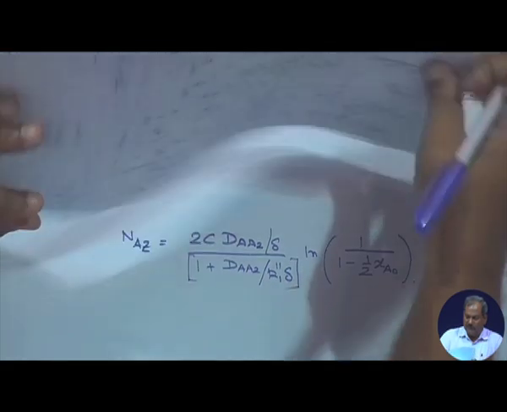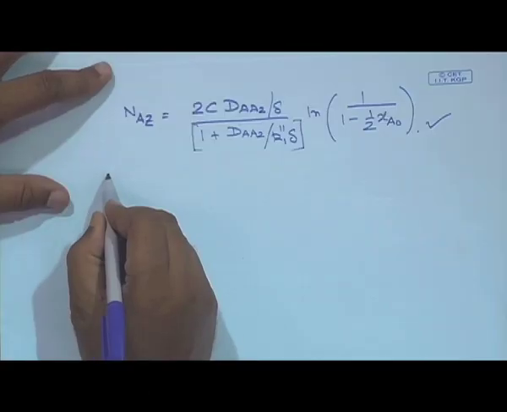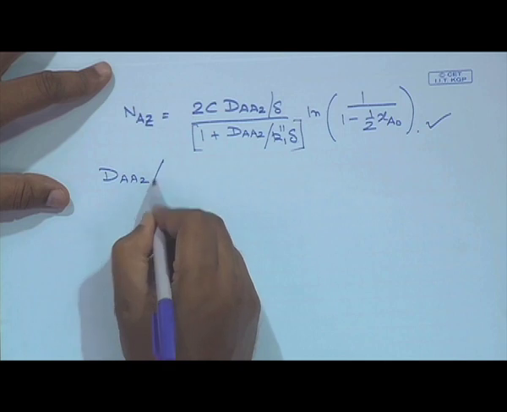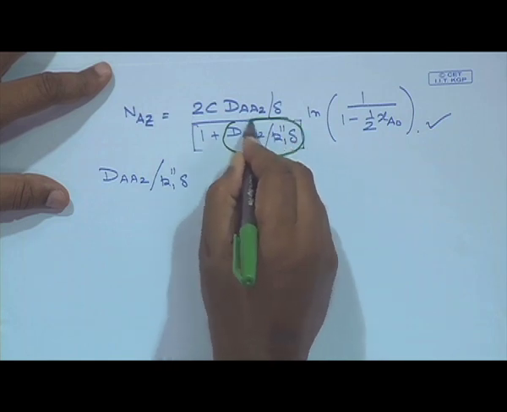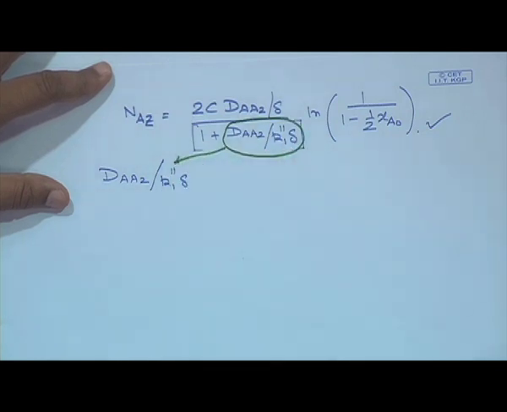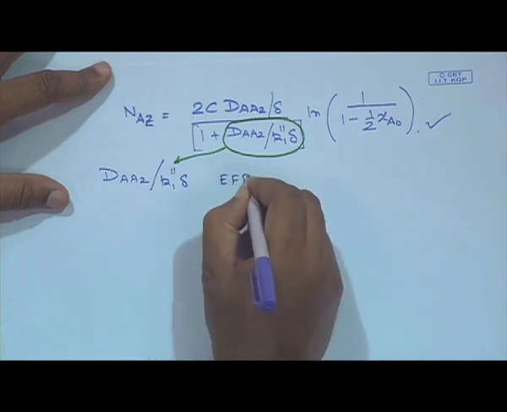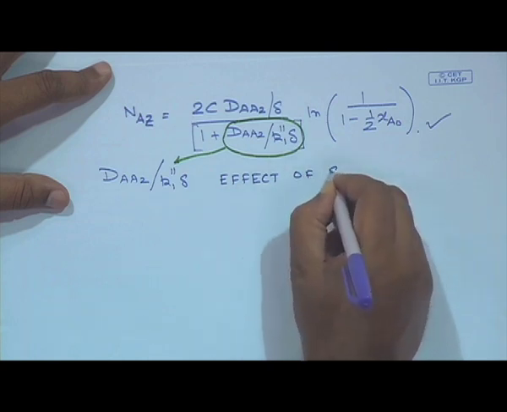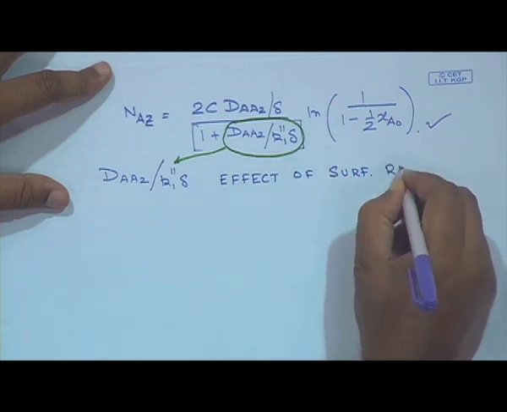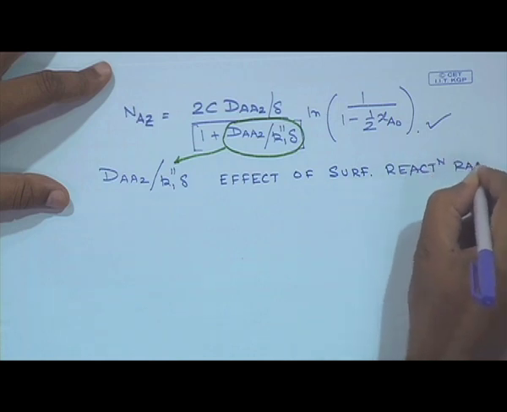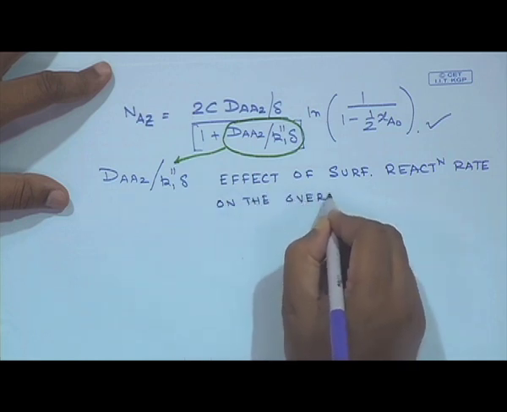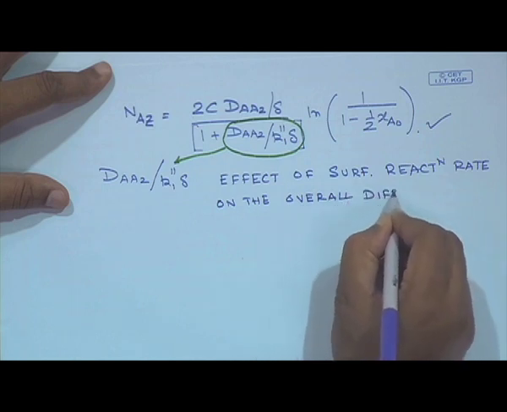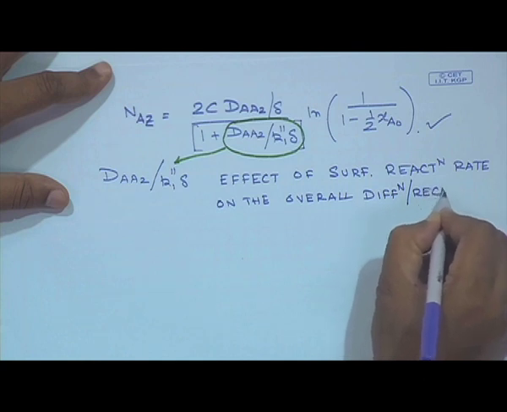So, this is consistent with our understanding, and the dimensionless group, the diffusion coefficient of A in A2 by K1 double prime delta, which is this, has to be dimensionless, and it describes the effect of surface reaction rate on the overall diffusion reaction process.